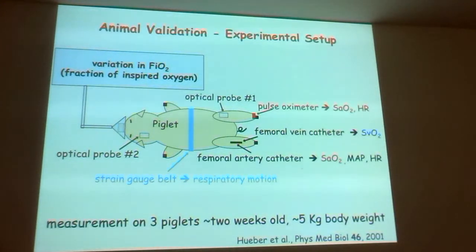So they did some experiments on piglets. Piglets are a good model because their heads are a lot like human heads in terms of the thickness of the scalp and skull. Not pigs, piglets. Pigs have really thick skulls. So if you're ever doing an experiment, don't do it on pigs.